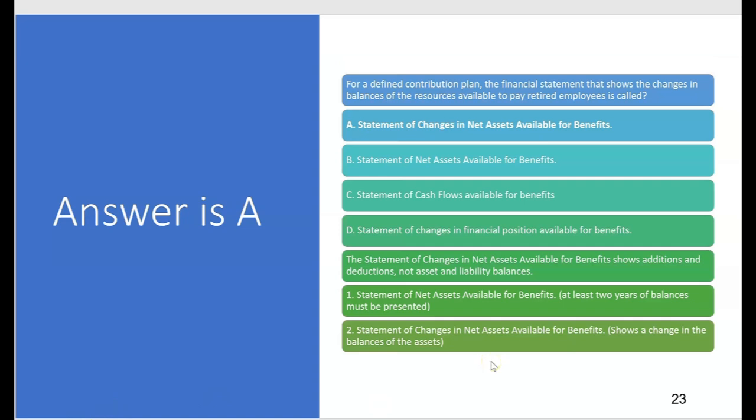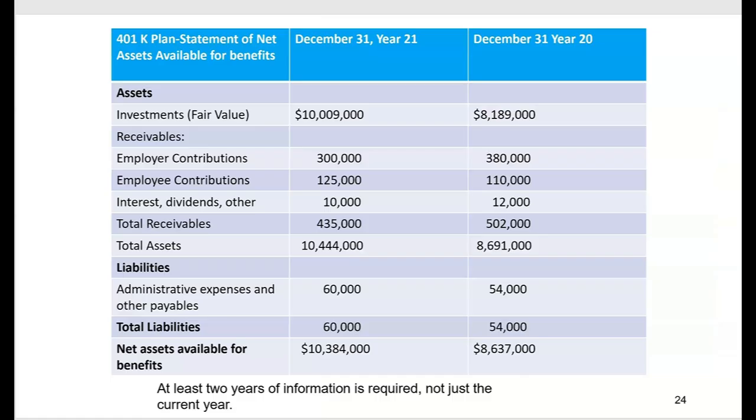Because the financial statement that shows the changes in balances of the resources available, that's the statement of changes in net assets available for benefits. Now here is a statement of net assets available for benefits. This is like the balance sheet where you show at least 2 years worth of information. Here's year 21 and here's year 20.